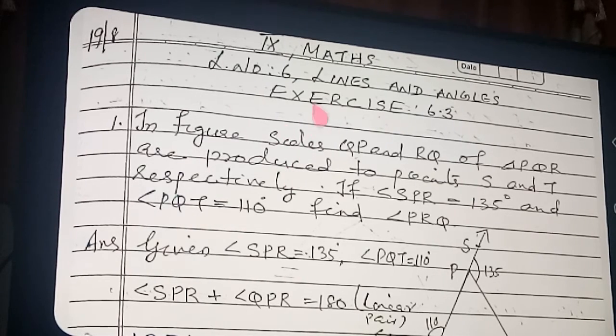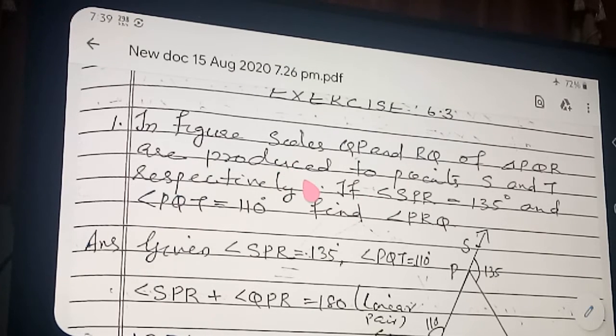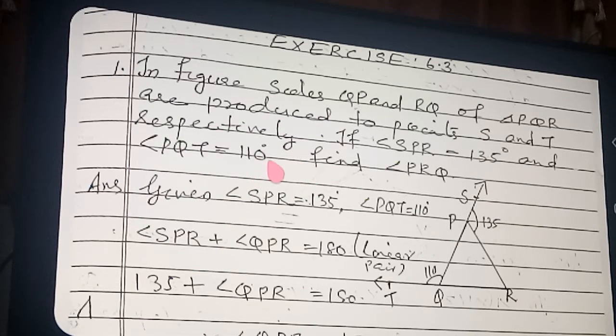Today we will start with exercise 6.3, first question. In the figure, sides QP and RQ of triangle PQR are produced to points S and T respectively. If angle SPR is equal to 135 degrees and angle PQT is equal to 110 degrees, then find angle PRQ.